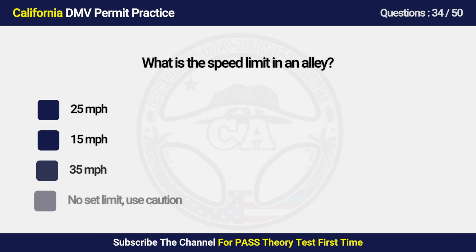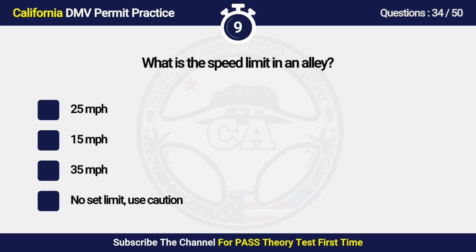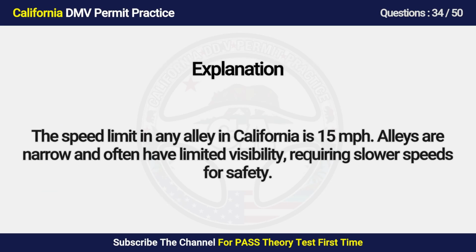Question 34. What is the speed limit in an alley? A, 25. B, 15. C, 35. D, no set limit, use caution. Answer is B, 15. The speed limit in any alley in California is 15. Alleys are narrow and often have limited visibility, requiring slower speeds for safety.